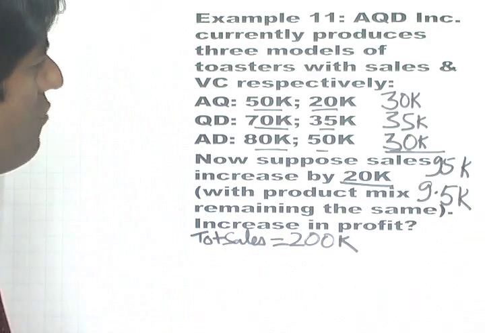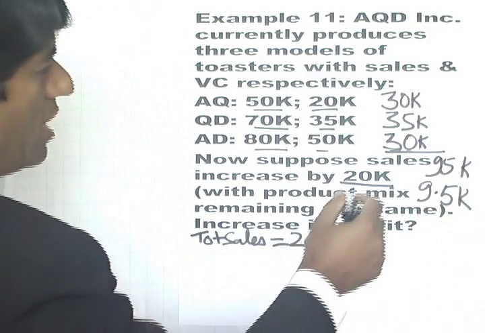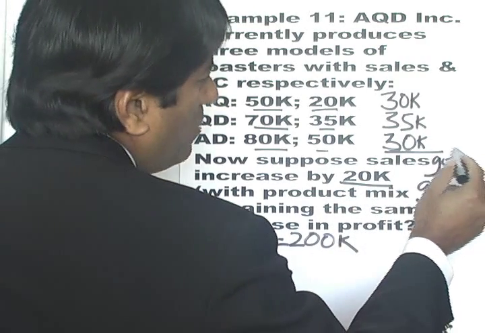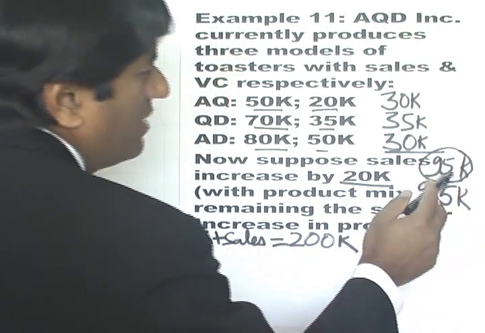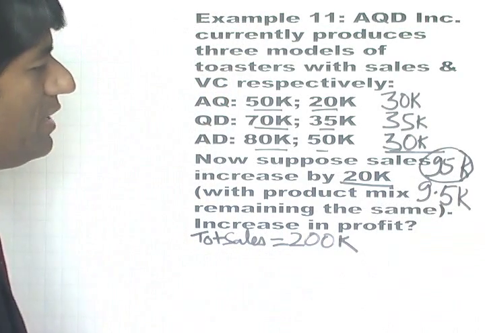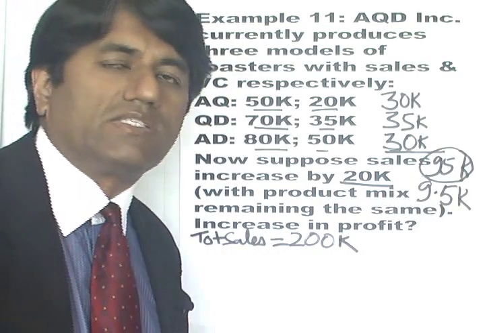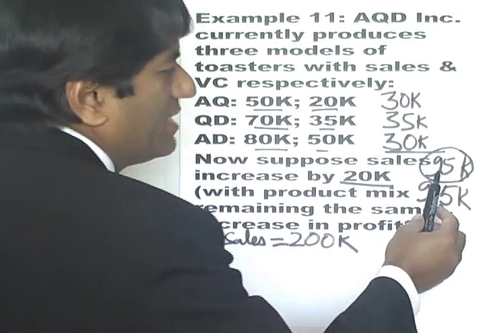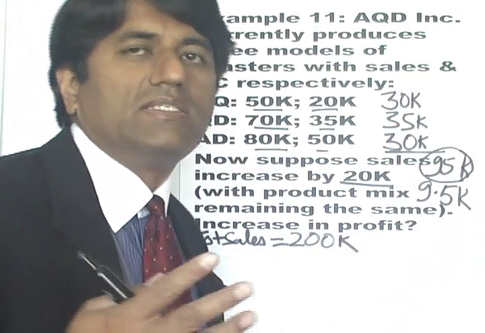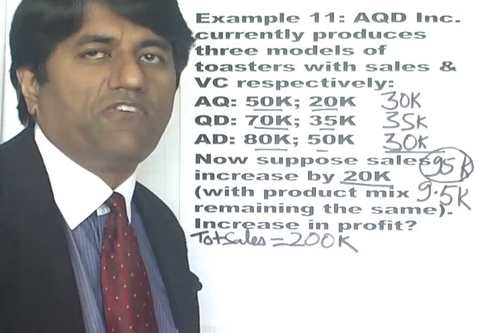Now, what was the profit? Well, we don't know what the profit was, because we know that sales minus variable cost equal to 95K, but we don't know what the fixed costs are, so we don't know what the profit is. We know that it is 95,000 minus fixed costs, but we don't know what fixed costs are.